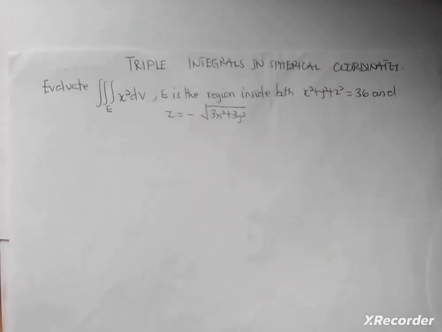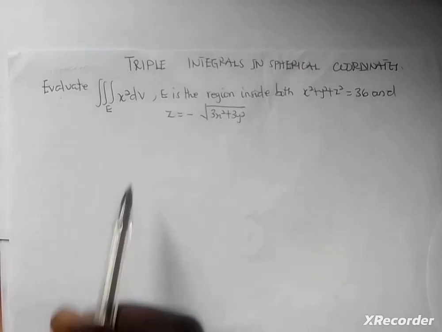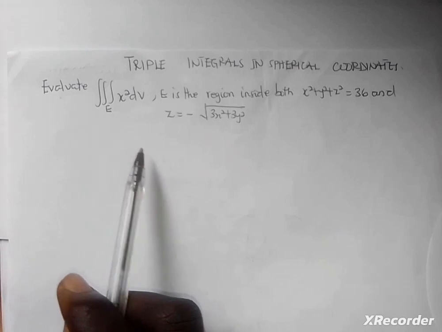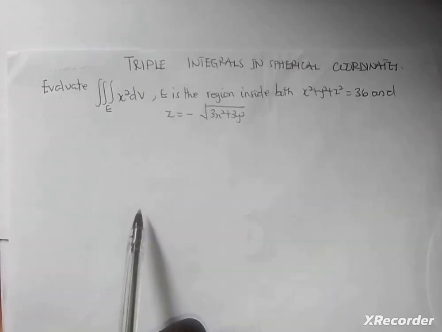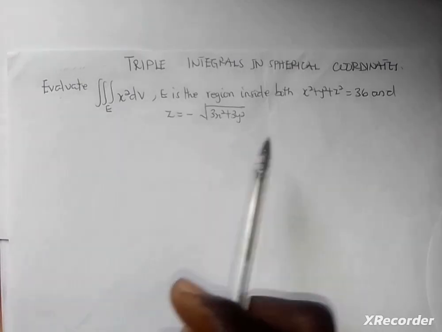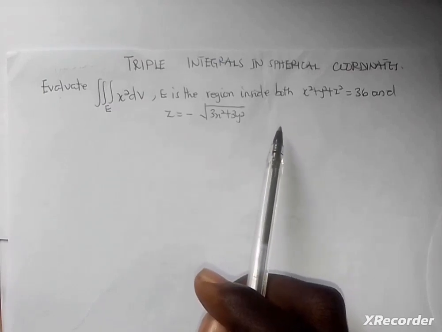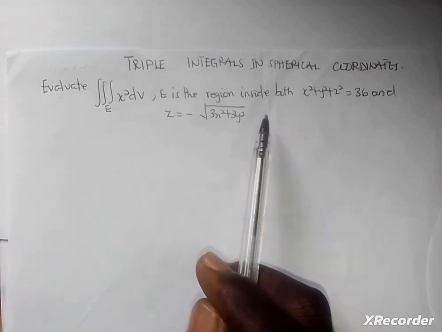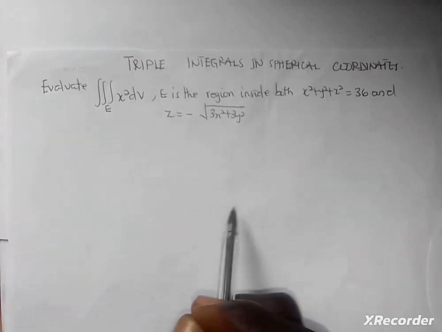Now, to approach this problem, you just ask yourself, what do I need to solve this problem? How am I going to get my limit points? To do that, you are supposed to sketch this region, and from the sketch you'll be able to know the various parameters we need for spherical coordinates.